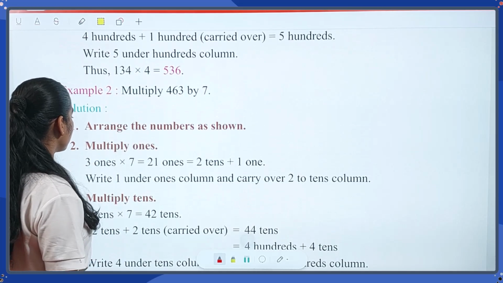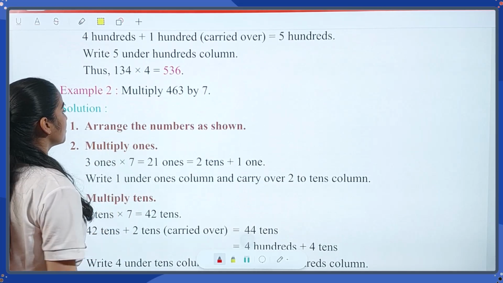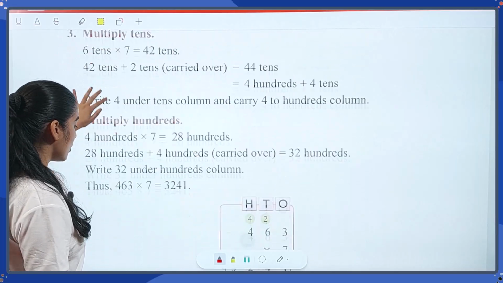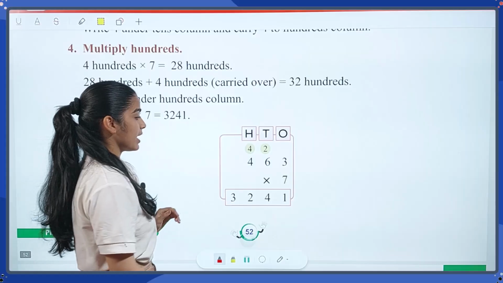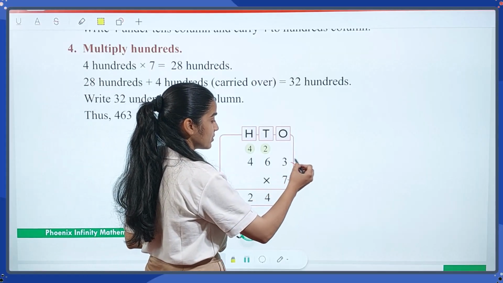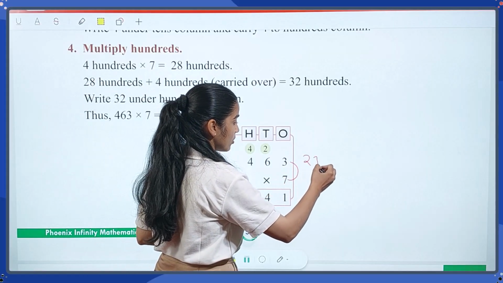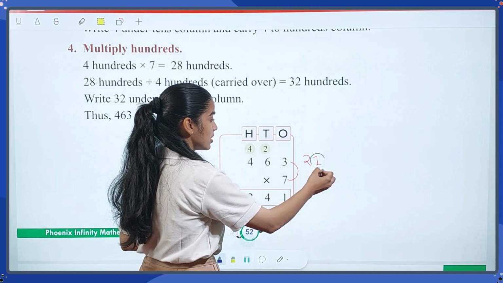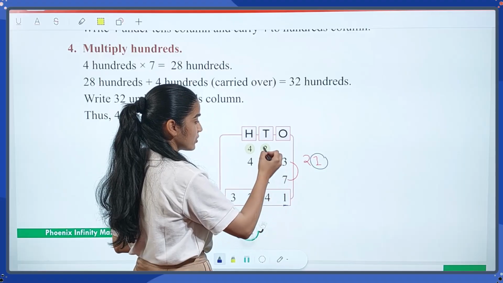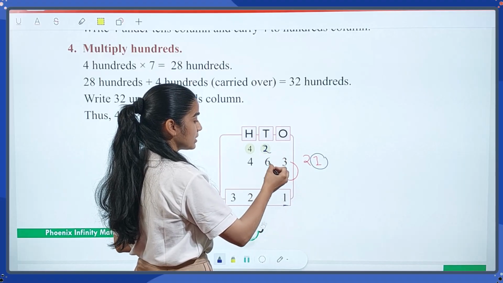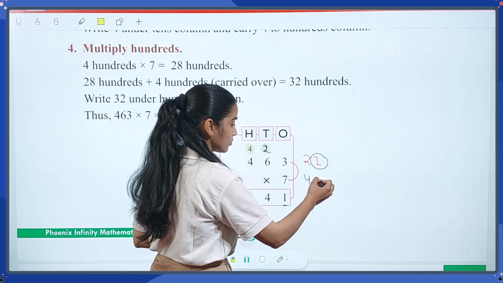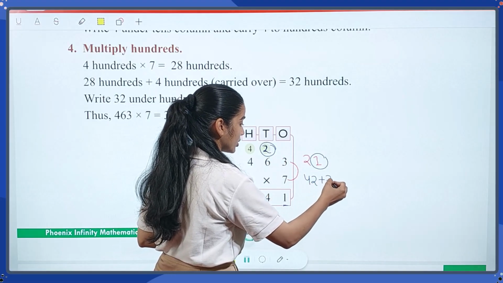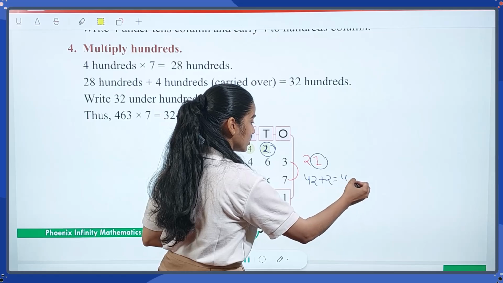Next, in this what we have to do is arrange the numbers as shown. I already explained how you have to do this. For example, 7 multiplied by 3 is 21. So we just write the last digit, which is 1, here and shift 2 here. Now 7 multiplied by 6 is 42. This 2 will be added to this 42 and you will get your answer 44.